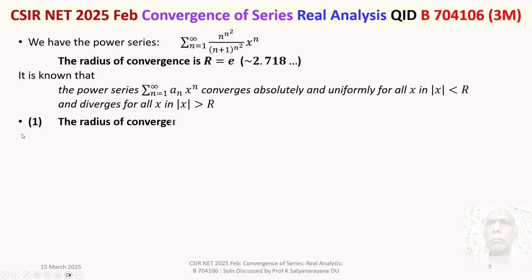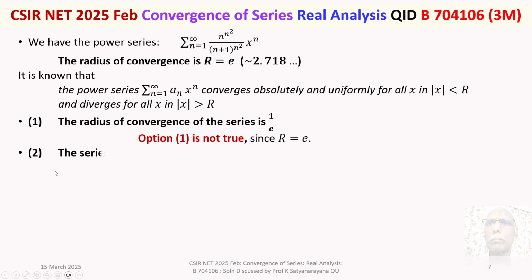So now consider option 1. The radius of convergence of the series is 1 by e. Obviously, this is not true because the radius of convergence, capital R, is e. So option 1 is not true since r is equal to e. Let's consider option 2 and option 3. Option 2 says the series converges at x is equal to 5. And option 3 says the series converges at x is equal to 3.